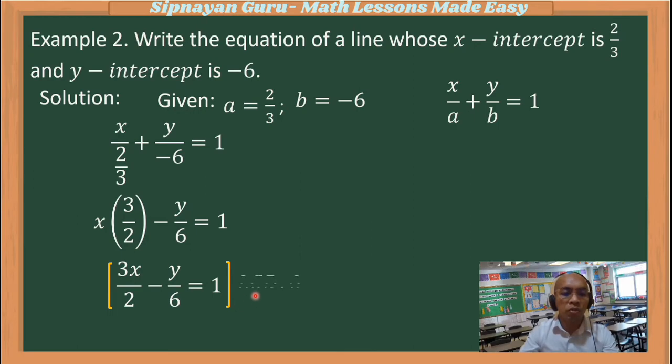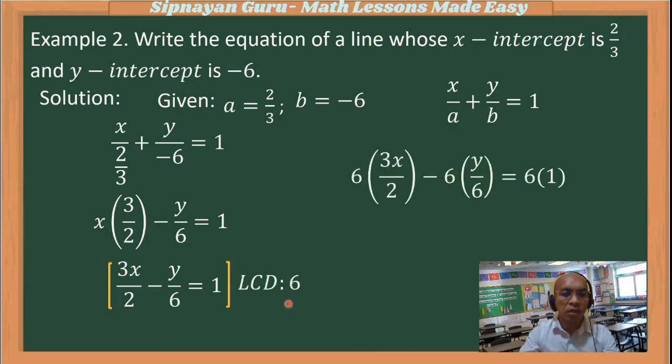Multiply the whole equation by the LCD, which is 6. 6 times 3x over 2 minus 6 times y over 6 equal to 6 times 1. Cancel out the common factor, so that would be 3. 6, 6, this is 1. 3 times 3x is 9x. Then negative 1 times y is equal to 6. So this is the equation of the line with this x-intercept and y-intercept respectively.